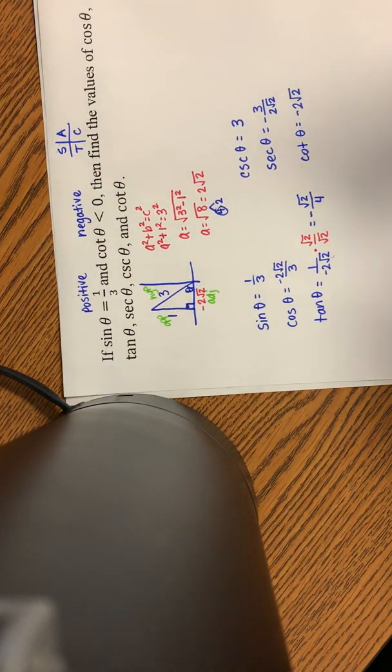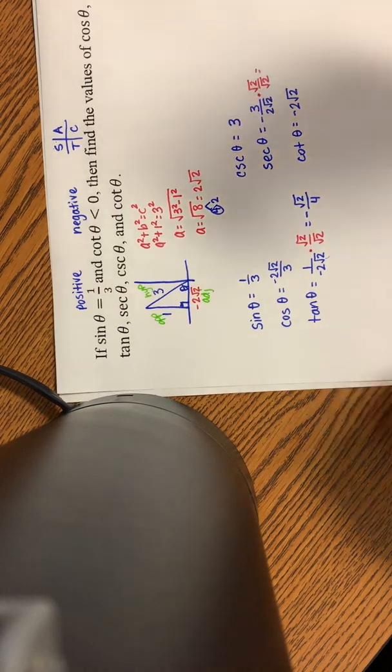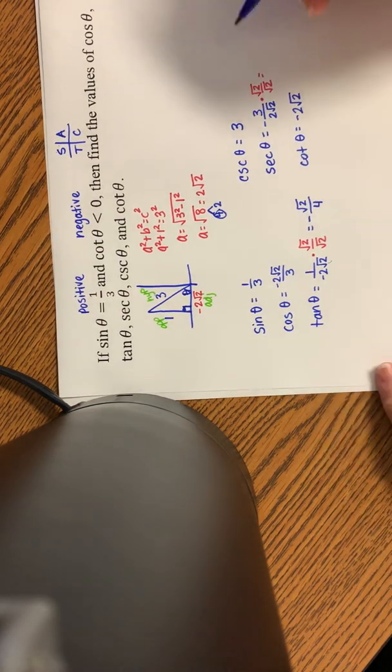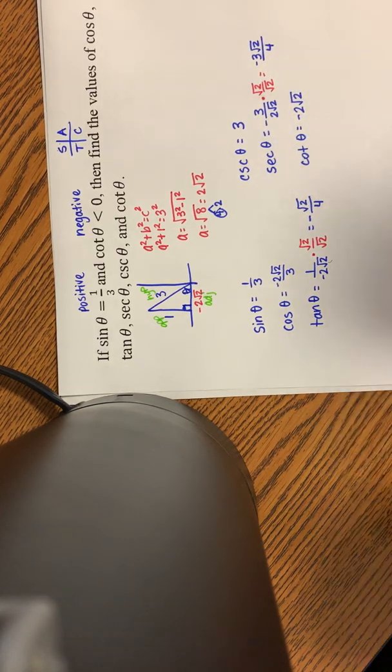Okay, so let's fix our secant though. That's not going to work for us. We need to multiply top and bottom both by root 2. And so that gives me a final answer of negative 3 root 2 over 4, because you have, again, that root 2 times root 2 is root 4, and then the square root of 4 is 2. So 2 times 2 is the 4.